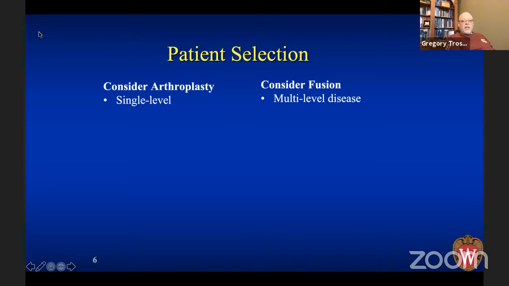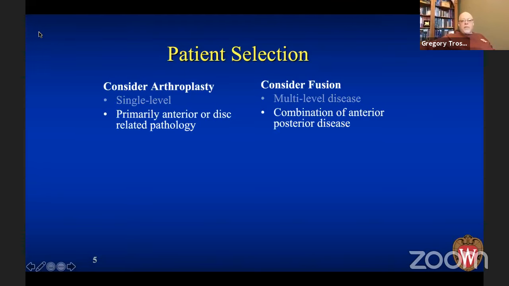Patients with multi-level disease tend to be better fusion candidates. People that have primarily anterior related pathology are better for arthroplasty. People that have both anterior and posterior disease tend to be better fusion patients. You should have motion at the disease level for an arthroplasty. If it doesn't move before you do surgery, it won't move after. And then all you've done is put an expensive device in that doesn't move and do what it's supposed to do.